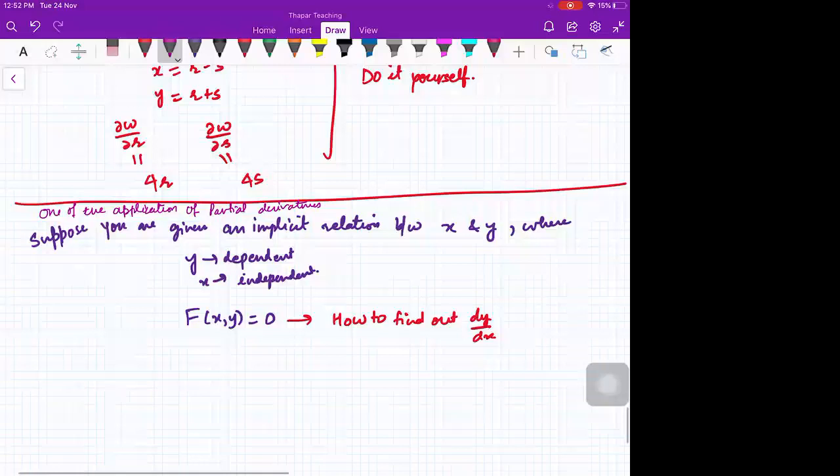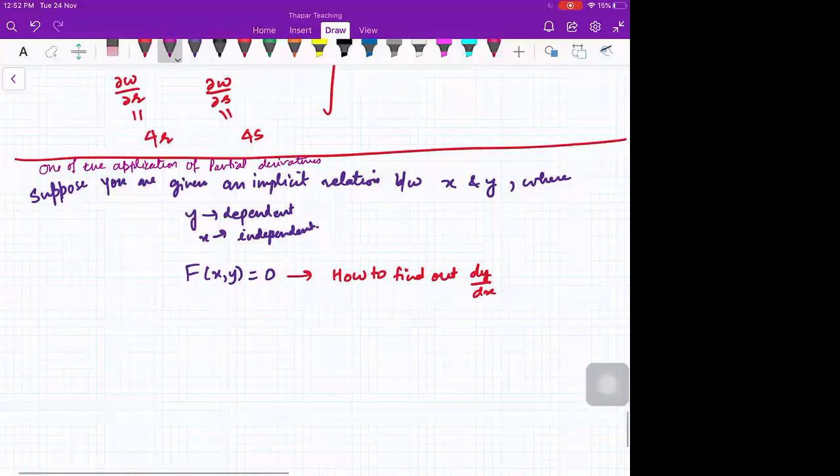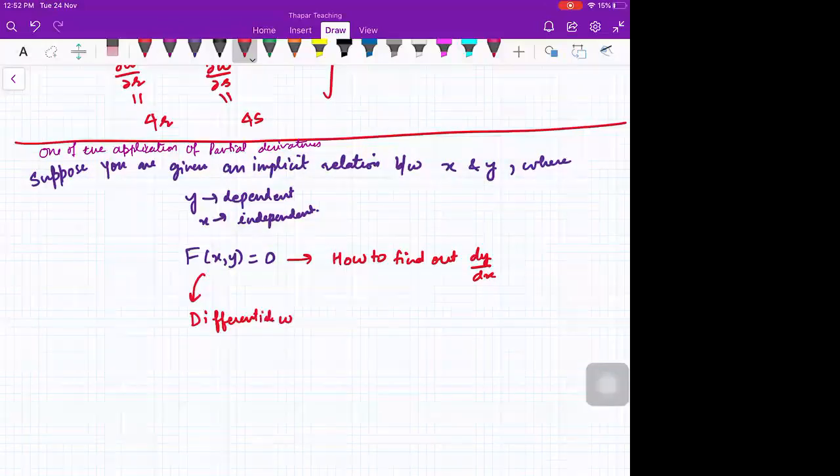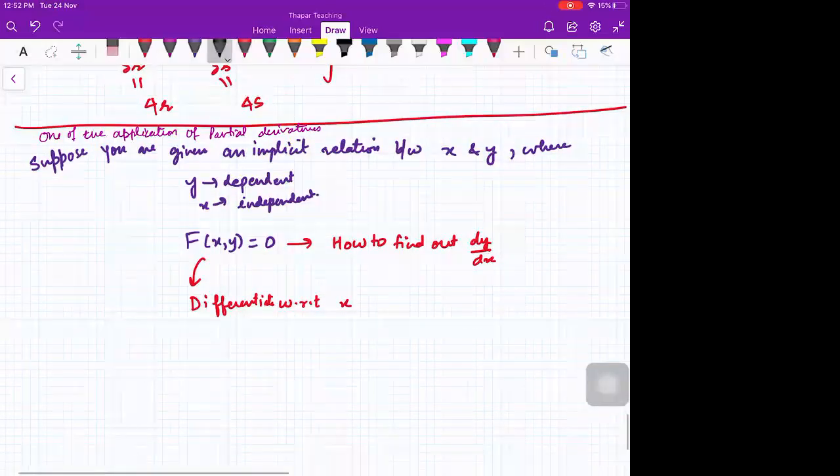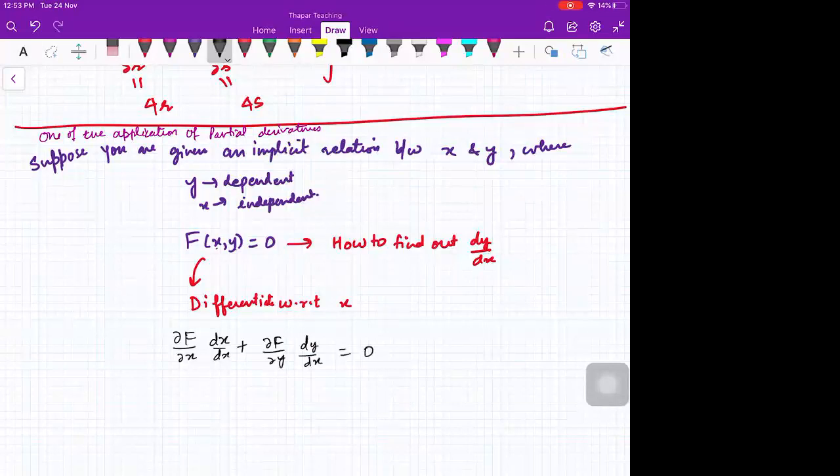Right? Now here, if you differentiate it with respect to x, how you will do that? F is a function of x and y. X is further a function of x, and y is a function of x. So this will be partial derivative of f with respect to x into dx by dx plus partial derivative of f with respect to y into dy by dx, is equal to 0. So from here, dx by dx is 1. So you get dy by dx is equal to minus partial derivative with respect to x divided by partial derivative with respect to y. So this formula you must have studied already, I think in your class 12th or 11th.